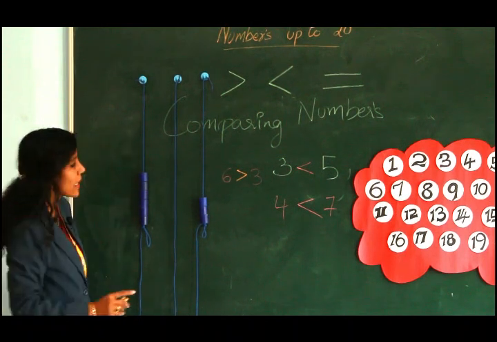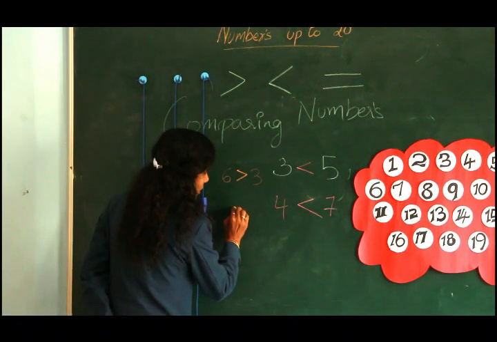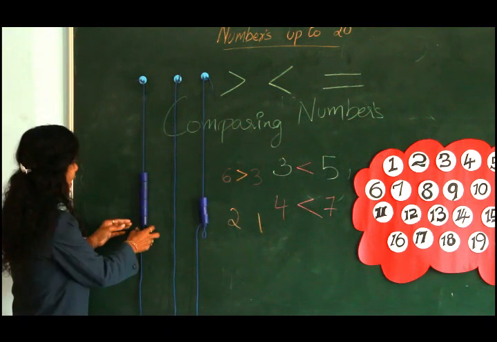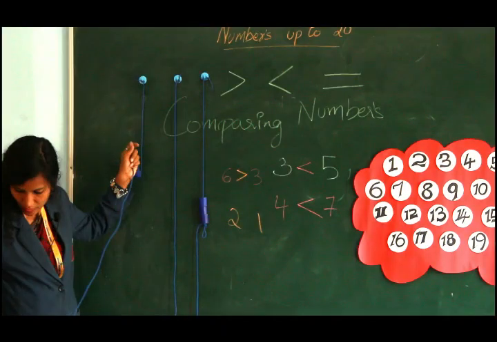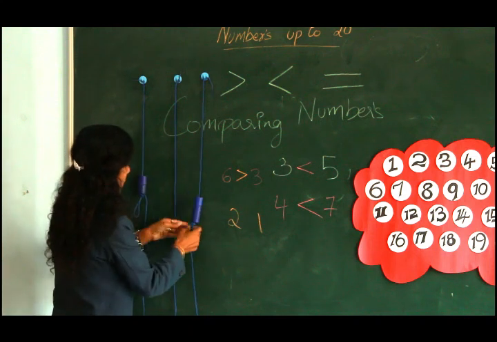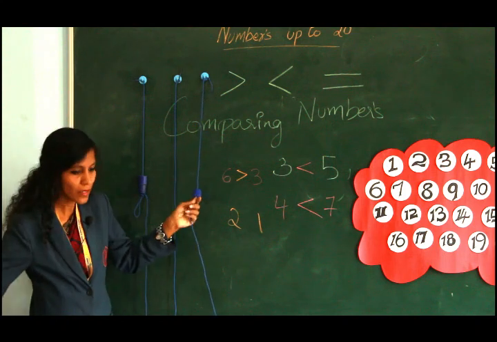Now taking another number, we will take 2 and 1. 2 and 1. So removing the beads here. And 2 beads from here.